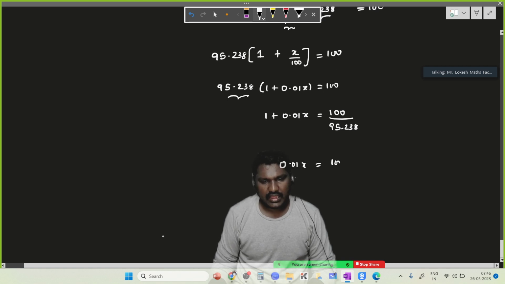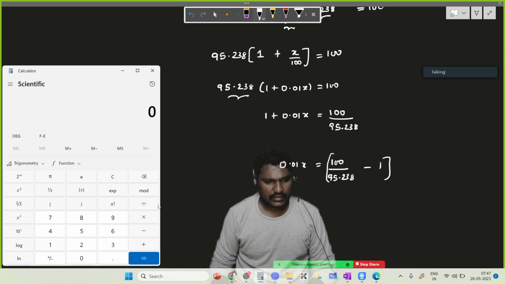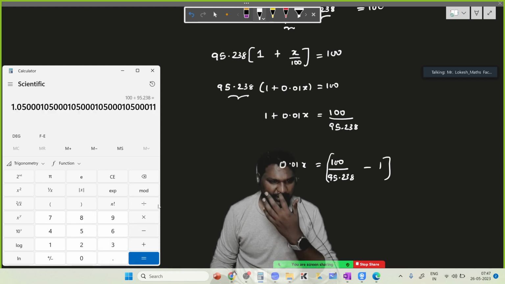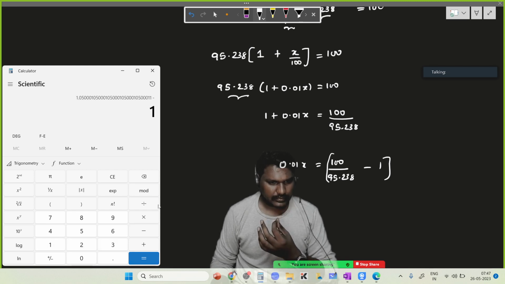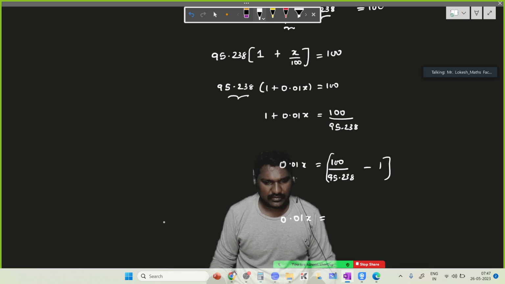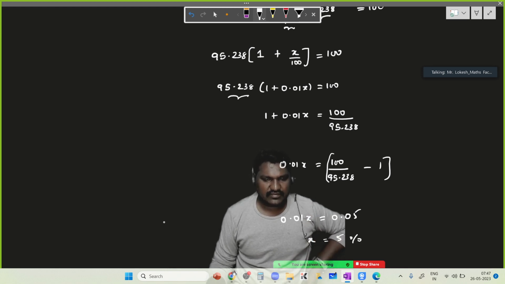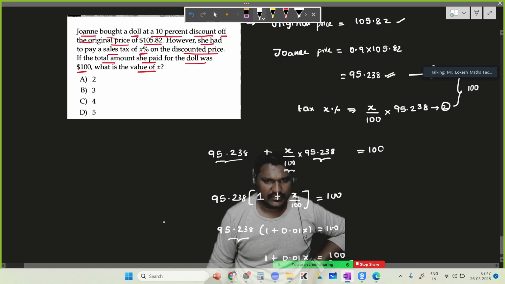Then 0.01x will be 100 by 95.238 minus 1. So 100 divided by 95.238 is 1.05, minus 1 gives me 0.05. That means 0.01x will be approximately 0.05. So x will be 5. So 5% will be the sales tax approximately. So option D is the correct answer.